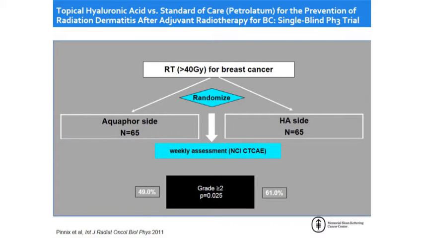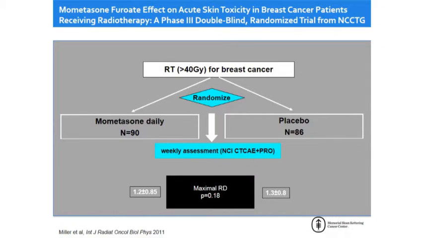For example, the use of a high-potency topical steroid has been reported in over 5 randomized trials, the largest one of which I am showing here. This study was conducted by the North Central Cancer Treatment Group based at Mayo Clinic, and patients with breast cancer were randomized into either the use of mometasone, which is a high-potency steroid, daily, or placebo. Patients were assessed weekly using the NCI CTCAE grading system or a patient-reported outcomes tool.